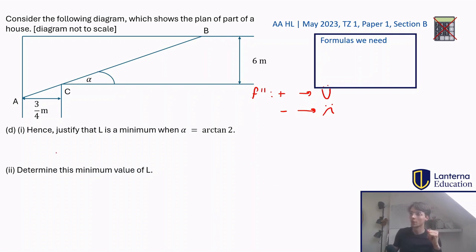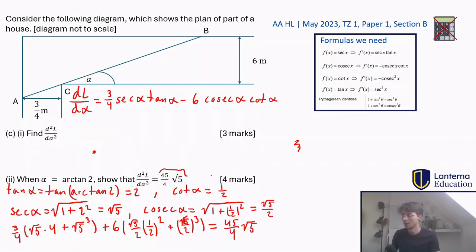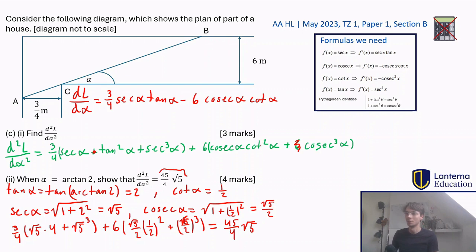Okay, so what we showed was that when alpha equals arctan of 2, we know that the derivative is 0, which makes it either a minimum or maximum, and we know that the double derivative is positive. That was that weird 45 whatever value from before. What was that? 45 over 4 root 5. That is definitely a positive value.